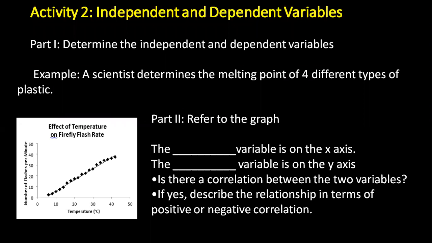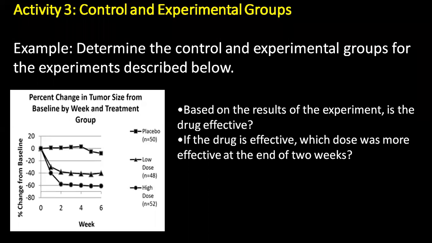Activity 2, the students identified the independent and dependent variables in a set of examples and determined whether these variables would be placed on the X or the Y axis of a graph. In activity 3, the students focused on identifying the control and the experimental groups in the given examples, and then the students also interpreted the results of an experiment that were represented on a graph.